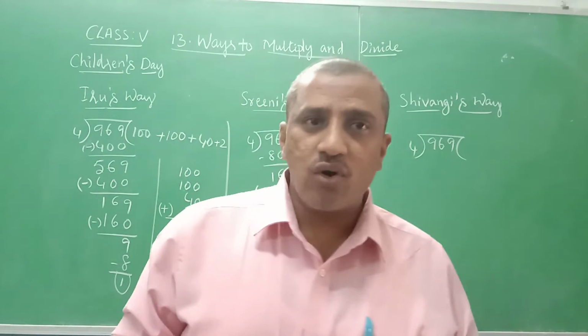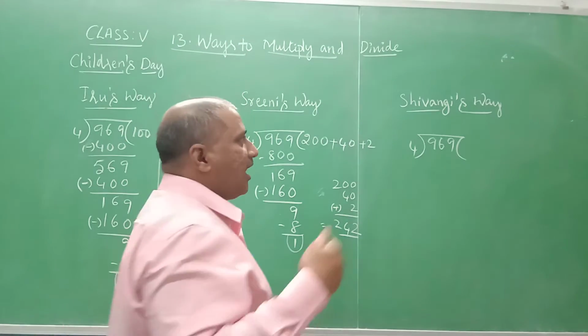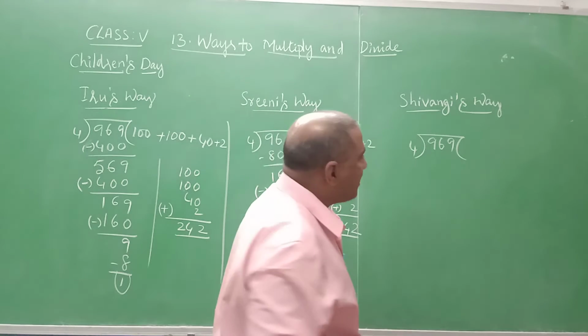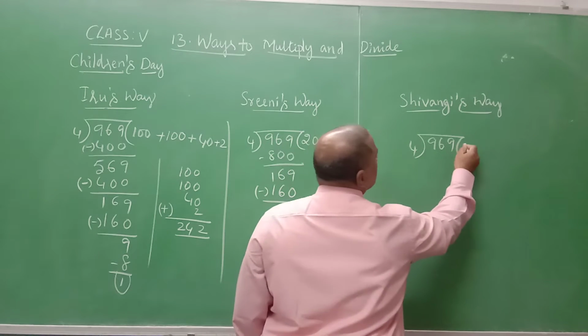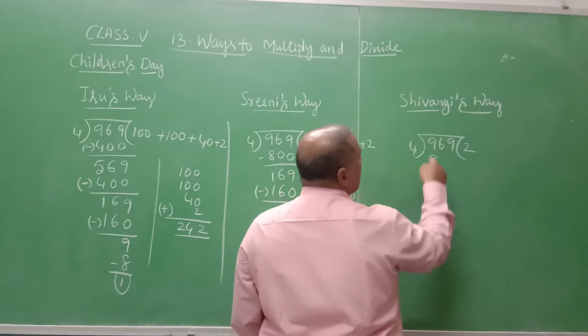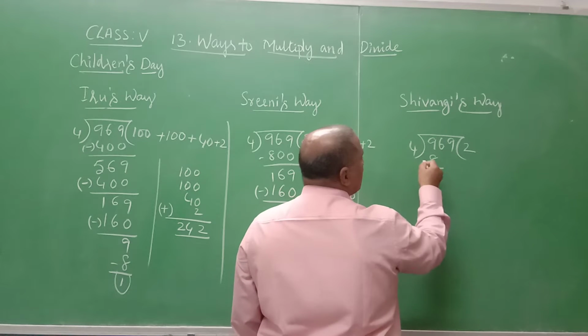4 ones are 4, 4 twos are 8, 8 is less than 9, 4 threes are 12, but 12 is more than 9. So it goes 2 times. 4 twos are 8. Now subtract, 9 minus 8 is 1.